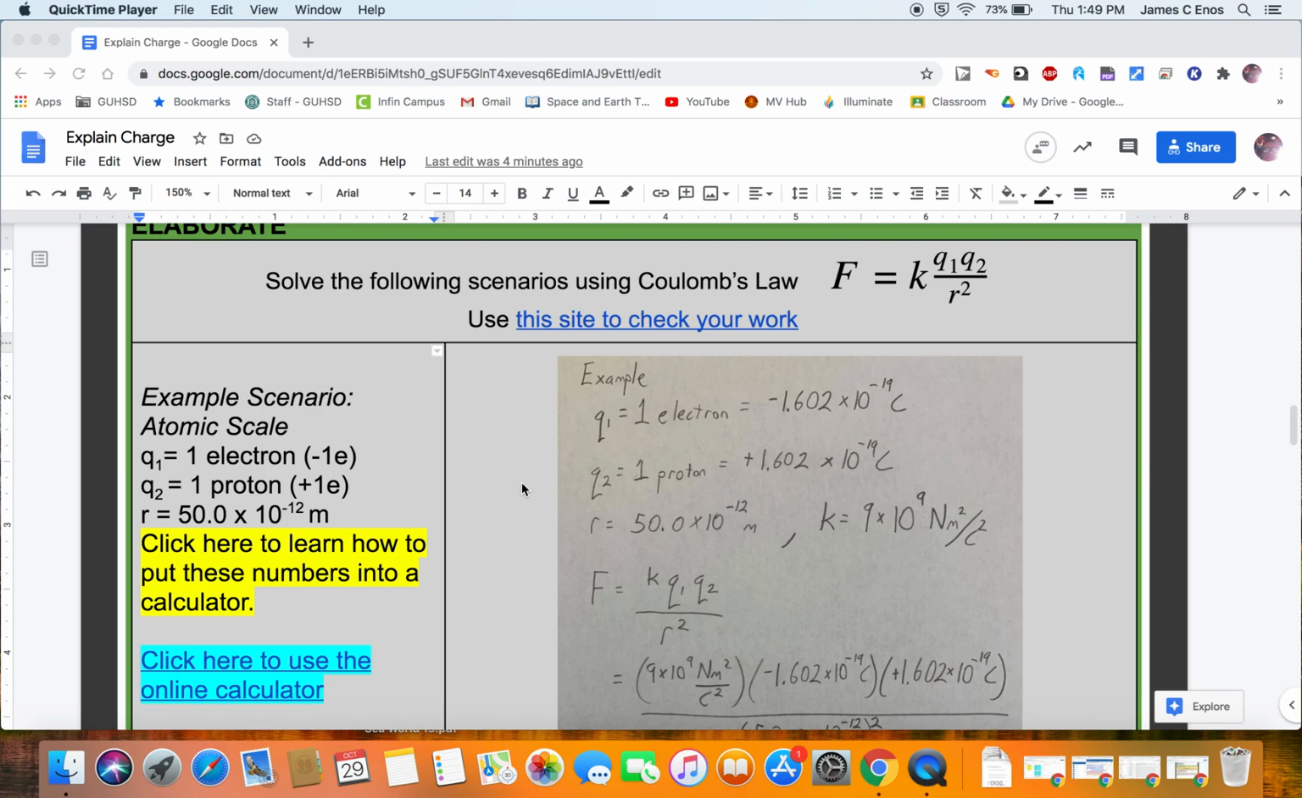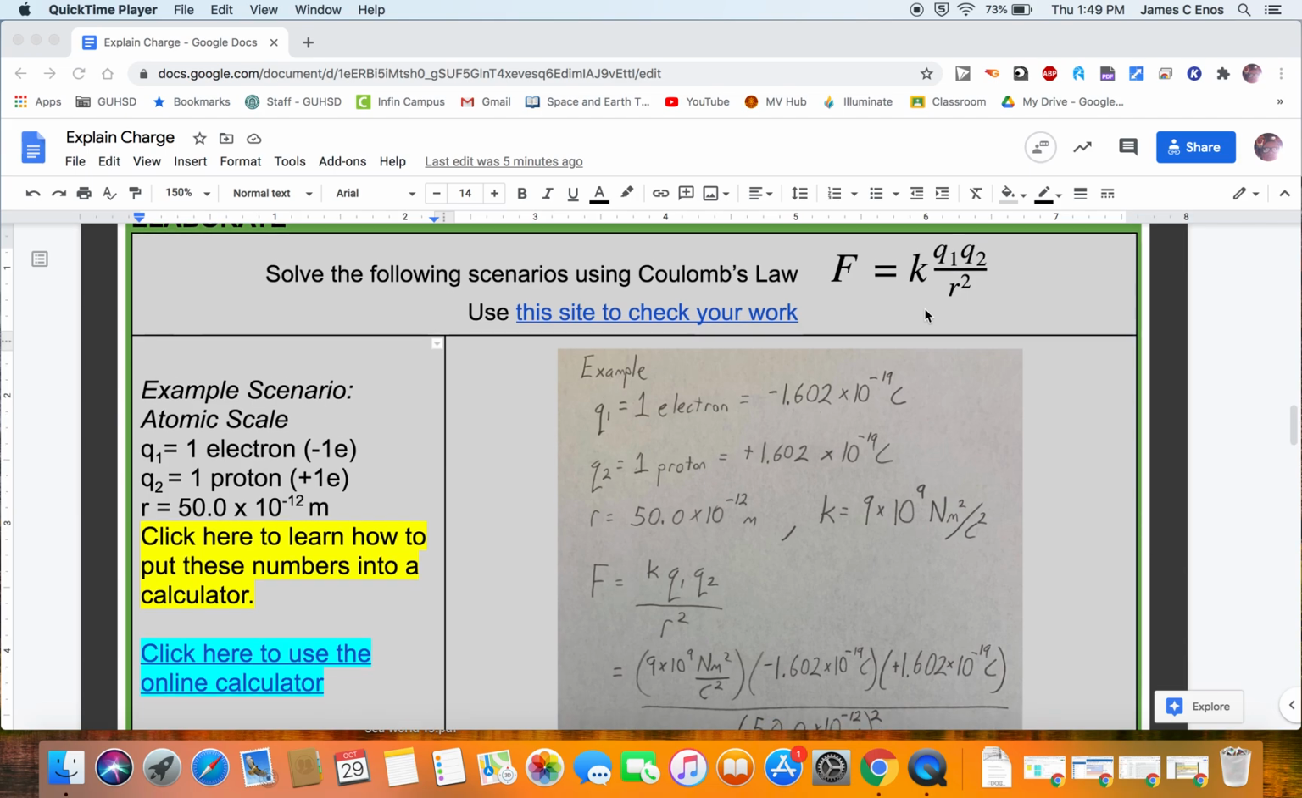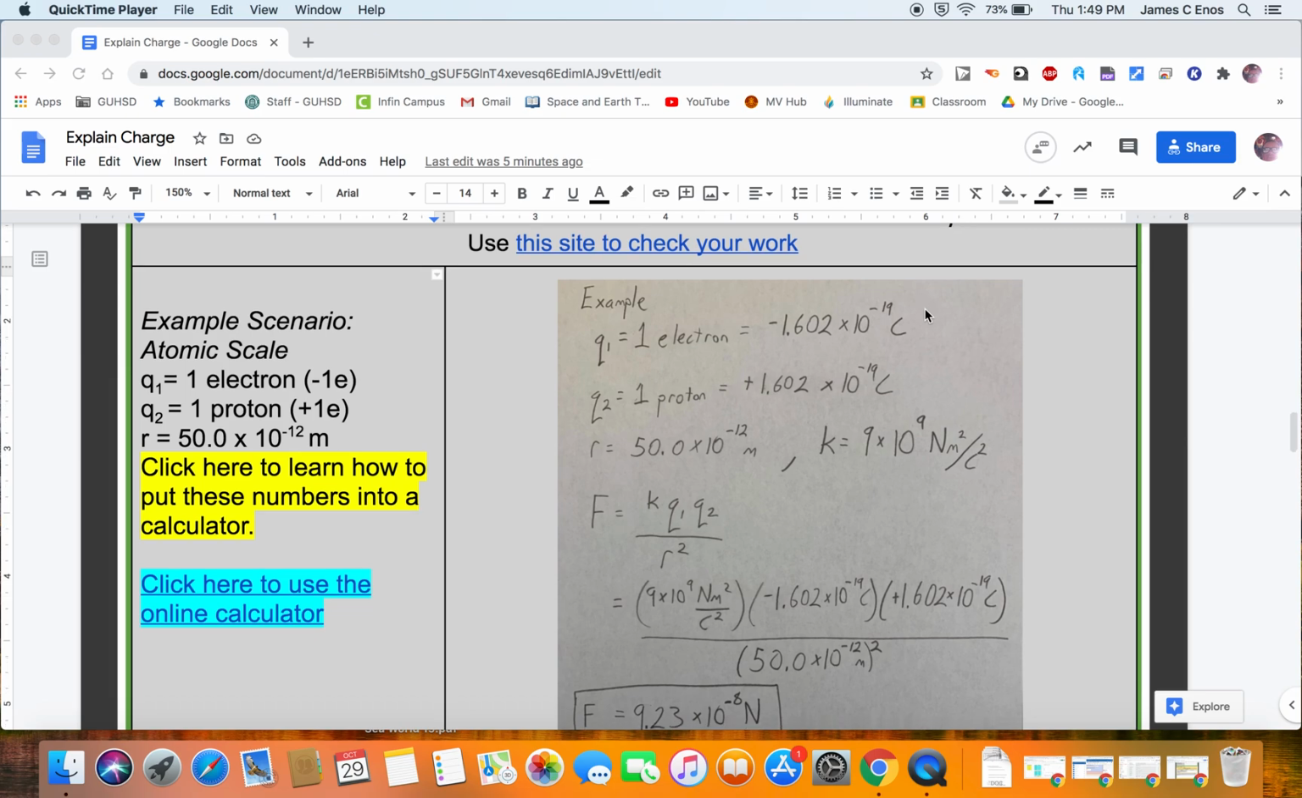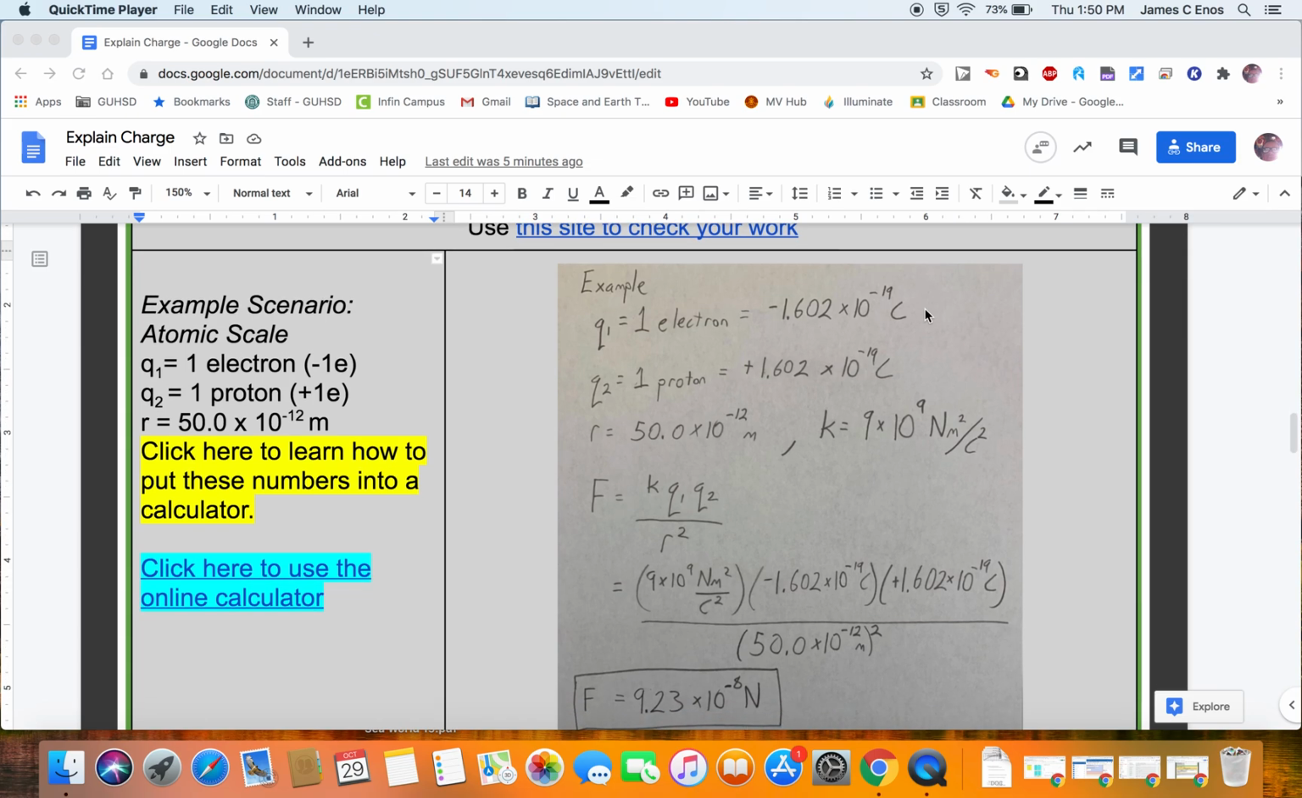In using Coulomb's law, we're going to use this equation F equals K Q1 Q2 divided by R squared, where Q1 and Q2 are the values of the two separate charges, and R is the distance separating them. So in this example scenario, we are going on the atomic scale with one electron and one proton. They have the same charge magnitude, but an electron has a negative charge, one negative elementary charge, and a proton has a positive charge.